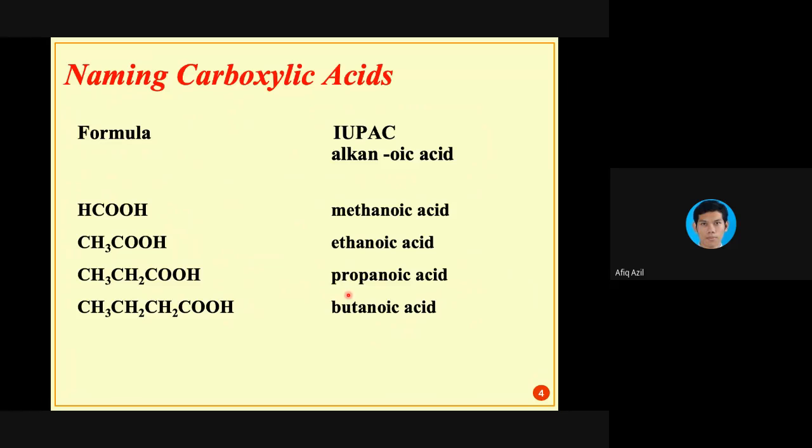On the naming of carboxylic acid, we just have to change the ending. If you have an alkane, it ends with E, but carboxylic acid will end with oic acid. For example, from methane, it becomes methanoic acid. Instead of CH4, it becomes HC double bond O, OH, methanoic acid. Then ethane becomes ethanoic acid, propane becomes propanoic acid, butane becomes butanoic acid, and so on. If we have 7 carbons, it will be heptanoic acid, for example.